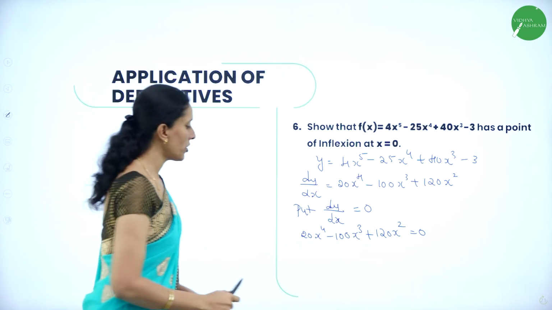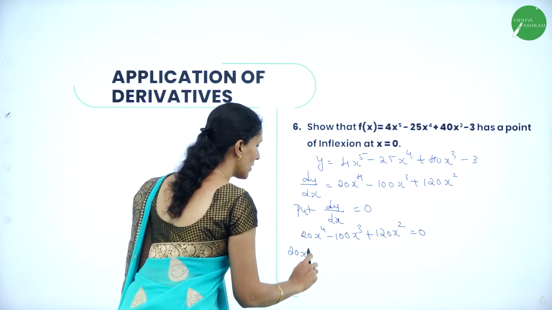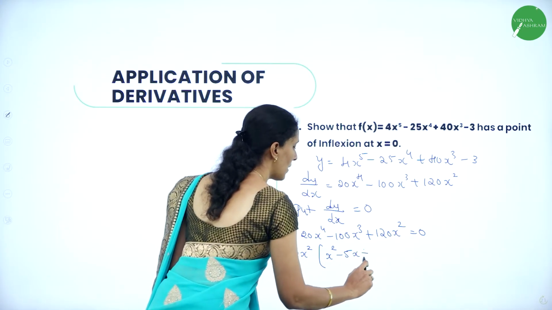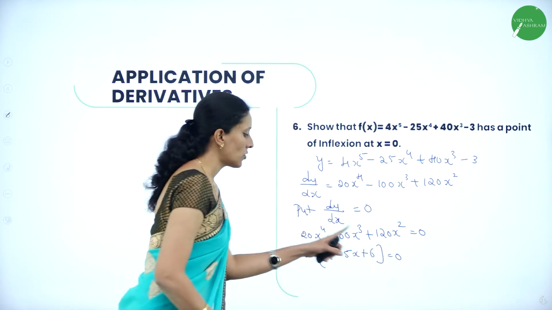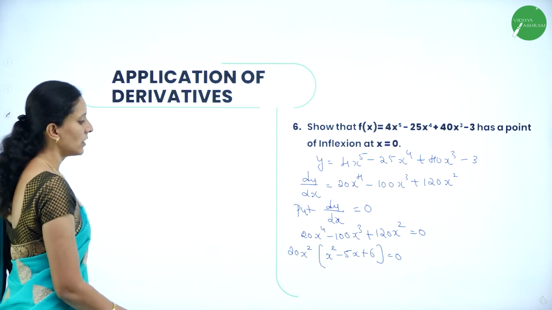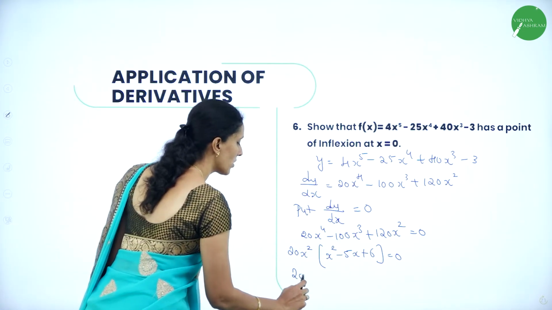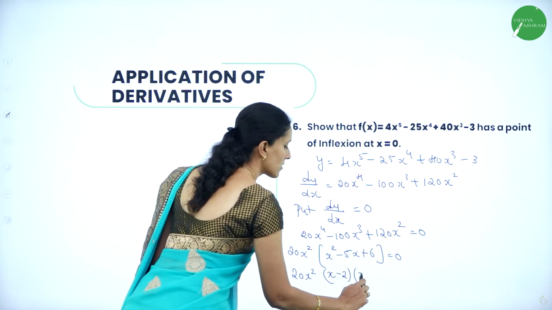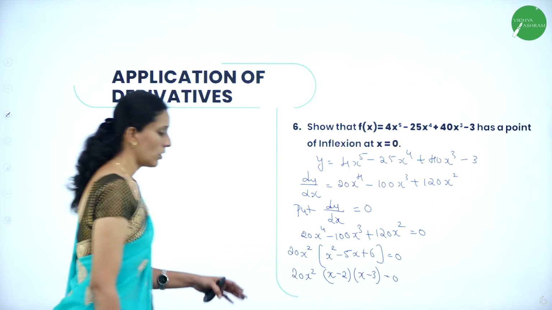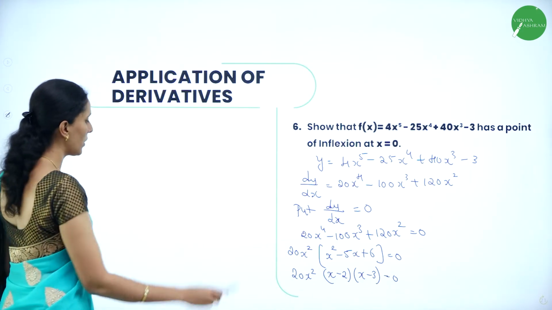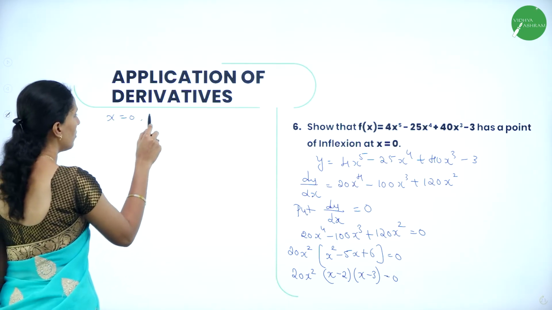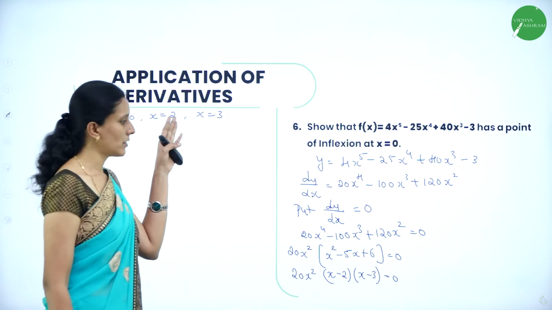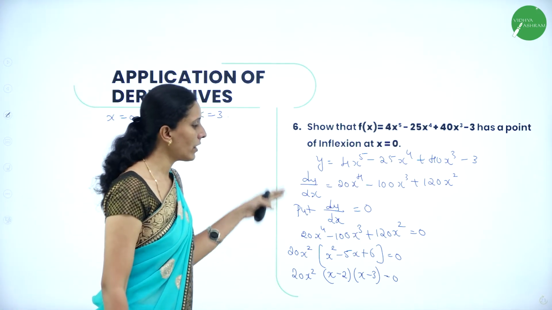So looking at the equation, we can take 20x square as a common factor. If you take 20x square, you will get x square minus 5x plus 6 is equal to 0. So solving this, we get the factors. So here we can write it as 20x square into x minus 2, x minus 3 is equal to 0. So we get x is equal to 0, x is equal to 2 and x is equal to 3. So these are the required critical points for the given equation.